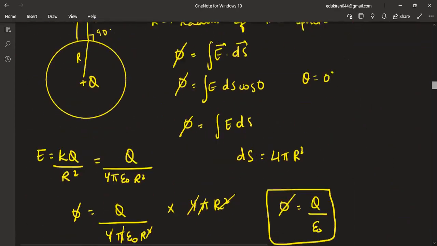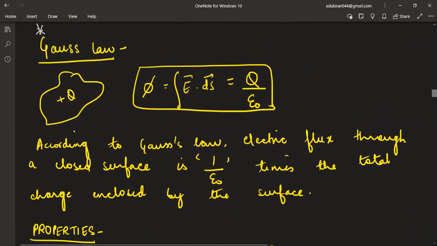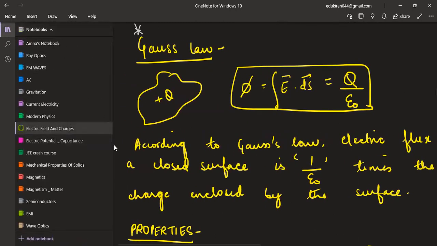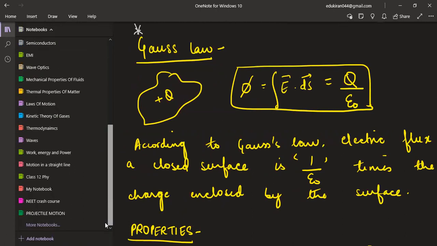So it says that electric flux through a closed surface is 1 by epsilon naught times the total charge enclosed by the surface. That's it. This you should remember. Now let us practice some questions from this part. At least some questions practicing we should do.